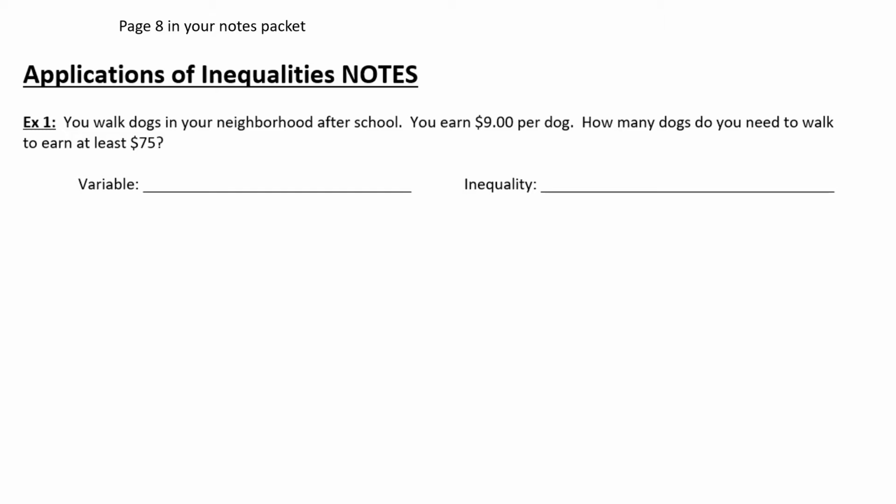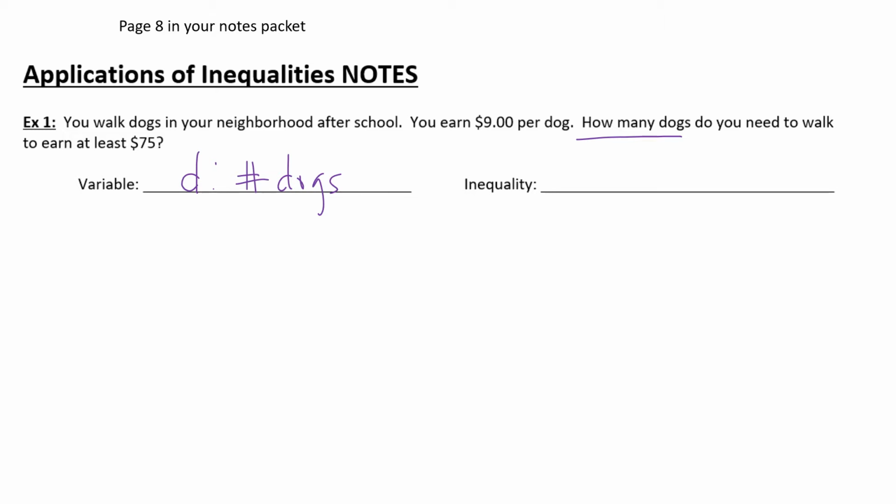So this first example here, it says you walk dogs in your neighborhood after school. You earn $9 per dog. How many dogs do you need to walk to earn at least $75? So the question is asking how many dogs. Okay, so I know that for my variable, you can use X all the time if you want, but I'm actually going to use D and say that that stands for the number of dogs so that I can remember, oh yeah, this is what the problem is asking.